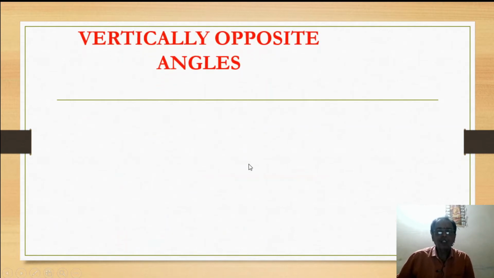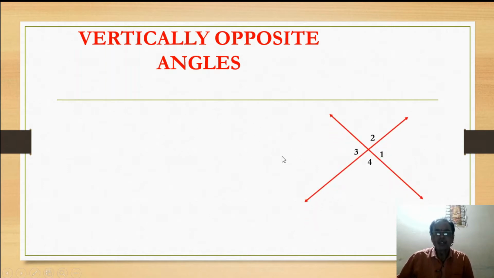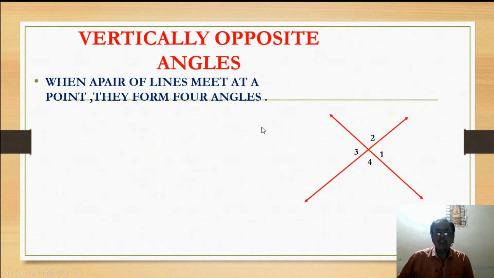The next, vertically opposite angles. So children, these definitions are very important for applying them to solve different types of sums. Just once again recall all those definitions. Please observe carefully these definitions with diagrams. Here two straight lines intersect at a point. When a pair of lines meet at a point, they form four angles. Okay, children, 1, 2, 3, 4, four angles.